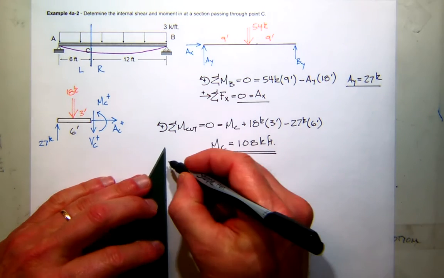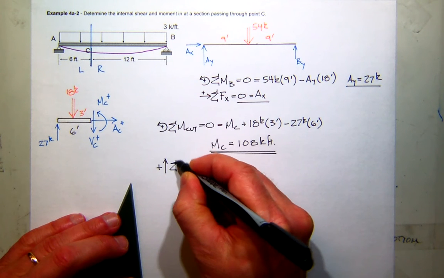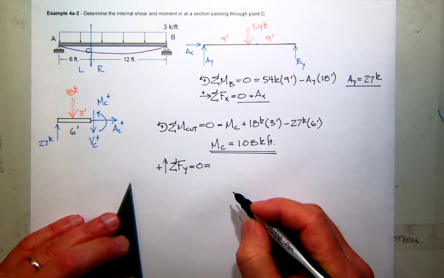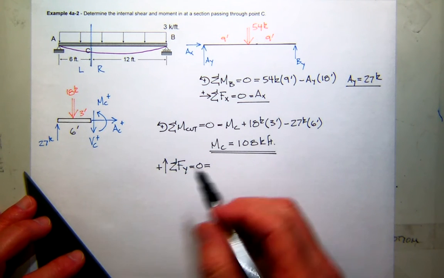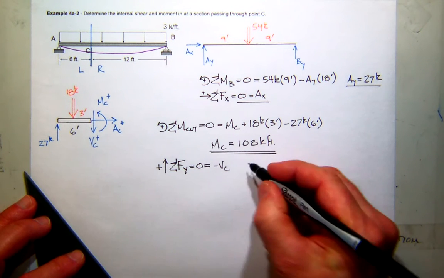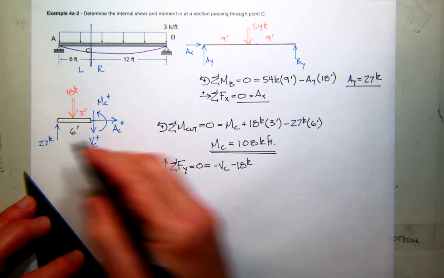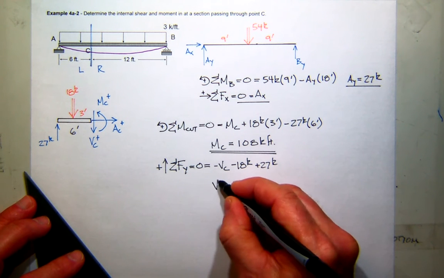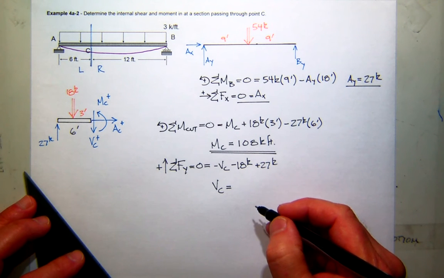All right, so let's finish this up by summing forces in the y direction. I'm going to assume up is positive. So I'm looking at my free body diagram. So I've got a force acting down. So that's minus C. I got a force acting down. That's minus 18. I got a force acting up. That's positive 27. So that means the shear at C looks like it's 9. That makes sense?